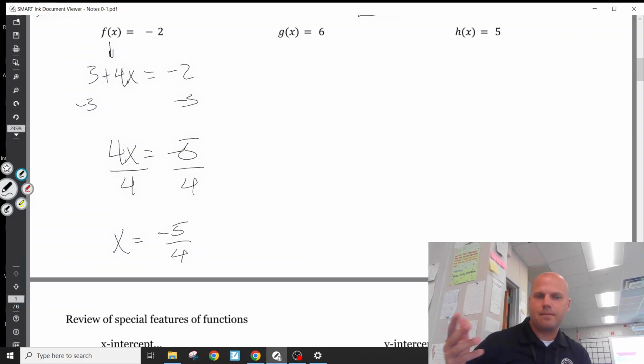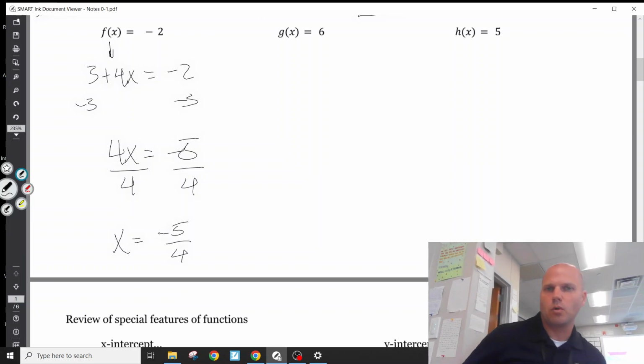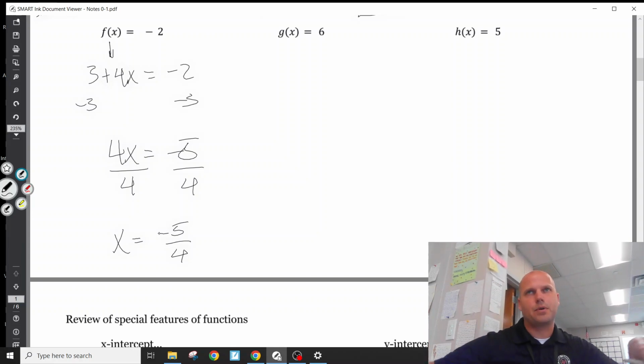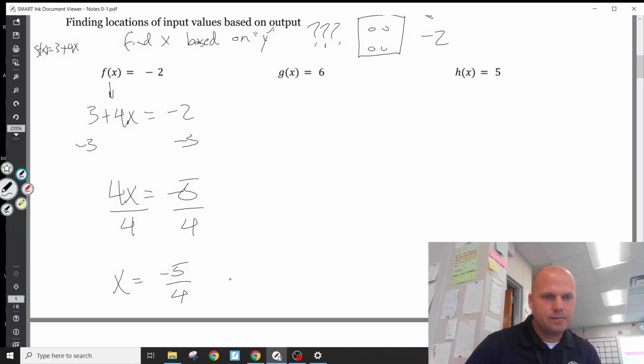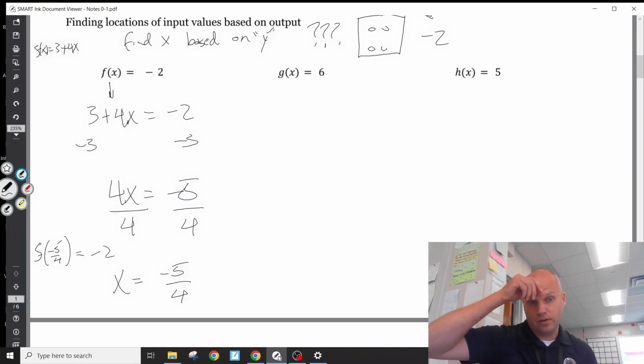We're going to leave it like that unless we have a calculator. We don't want decimal answers. We don't want improper fractions. Like, that's fine. So this tells me that if f uses -5/4, we would get the y of -2. Okay?